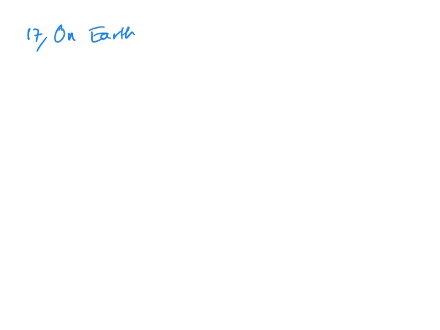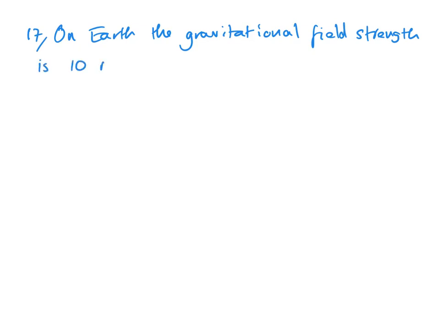So first of all, on Earth, we're introducing this new phrase, the gravitational field strength, and there's that number 10 that we discovered when we did the experiment. And its gravitational field strength is 10 newtons per kilogram, which you write as N stroke kg.